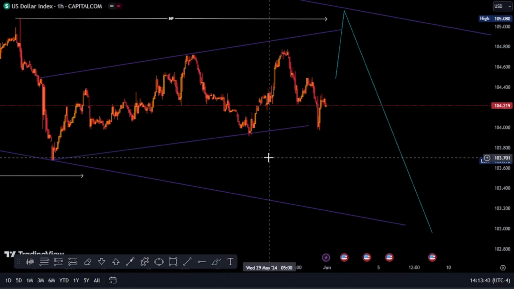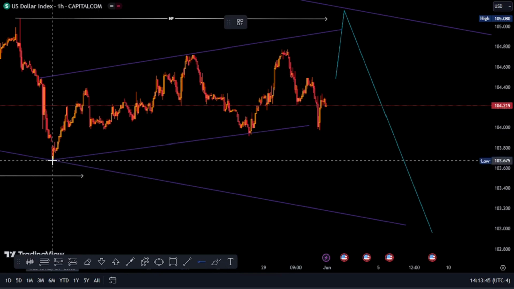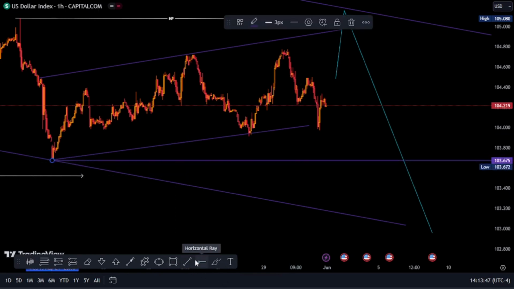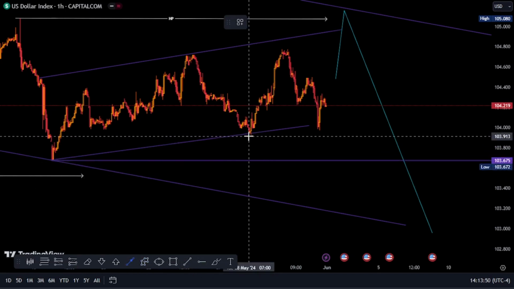Why? Because let's put this here, and then let's put this as a hook point.